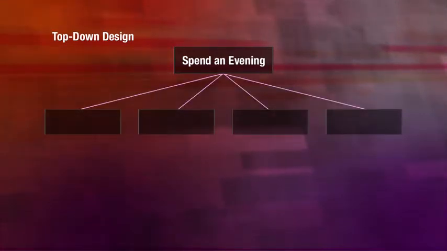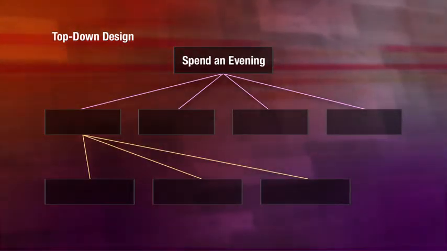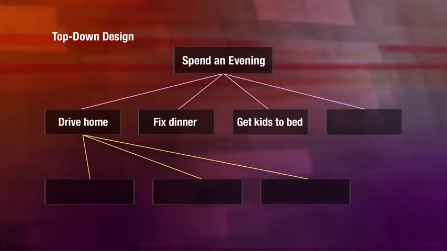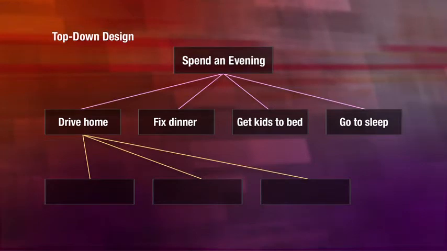Top-down design is a process we almost all follow, often unconsciously, when we're going through our everyday life. The basic idea of top-down design is that you take a big task and you break it into a sequence of smaller tasks. And then you take those and break them into a sequence of yet smaller tasks, and so forth. If I asked someone how they spent their evening, they might say something like, "I drove home, fixed dinner, got the kids to bed, and went to sleep." They've broken the larger task of spending an evening into a series of smaller tasks, like driving home, getting kids to bed, and so on.